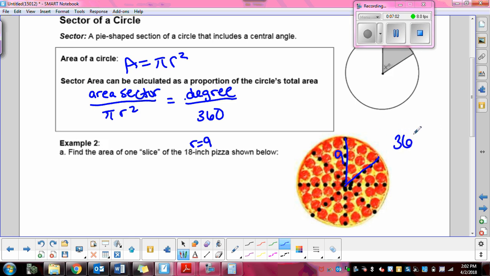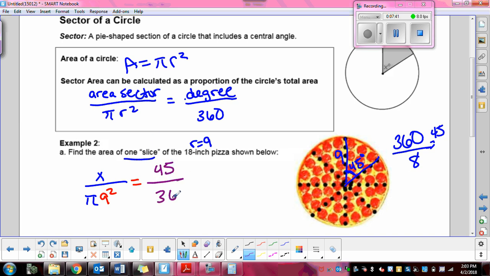And we know the whole thing is 360. Divide that by 8. We'll get that each one is 45 degrees. So this right here, we just want one slice, is 45 degrees. I need that information. And then I can just plug it into the area of a sector, which they're asking me to find the area of one piece of pizza, which is a sector. So that's going to be my x divided by pi. My radius in this case is 9. It's half of 18. So 9 squared. And then I have my degree, which I found out over here that we have 8 pieces. So 360 divided by 8 is 45 divided by 360, right?